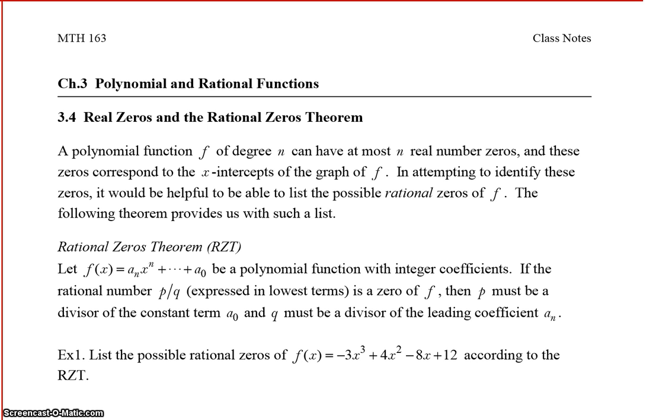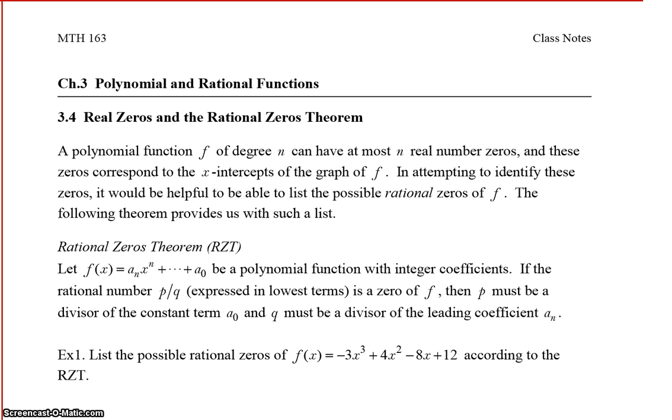In attempting to identify these zeros, it would be helpful to be able to list the possible rational zeros of f. Now, rational numbers are a type of real number. Rational numbers are the numbers we usually think of as ordinary fractions, such as 1/3, negative 7/5, etc. So by getting a list of possible rational zeros, we have a starting point in finding all of the possible zeros of a polynomial.